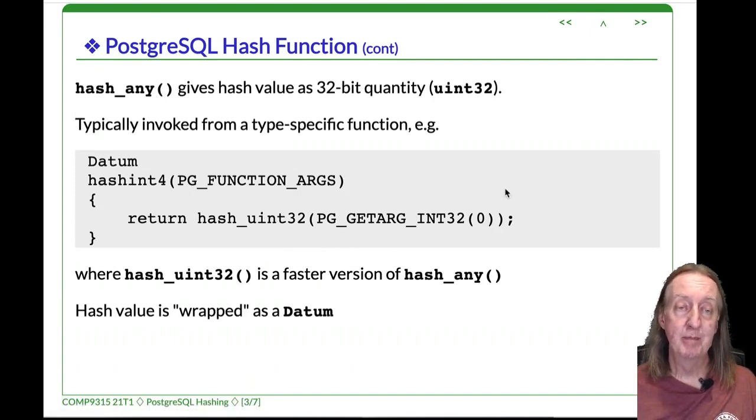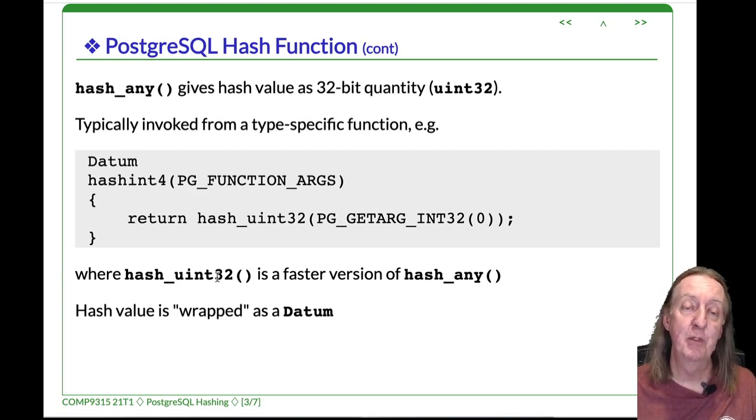Alright, so hash any, or a faster version of hash any called hash uint32, is invoked from a bunch of type specific functions. So here's the function for hashing 4-byte integer values. And as I mentioned, the hash value ends up being wrapped as a datum.